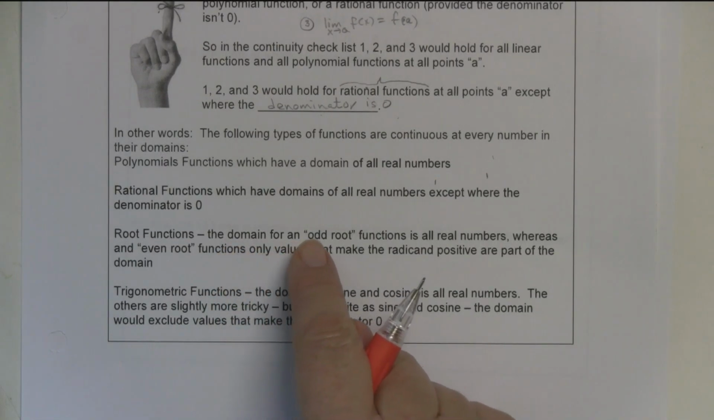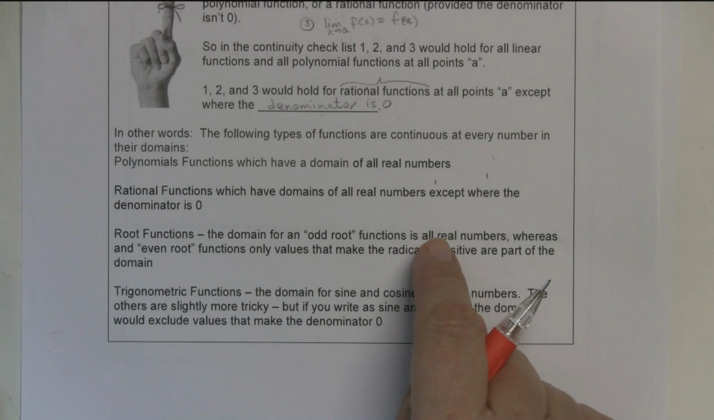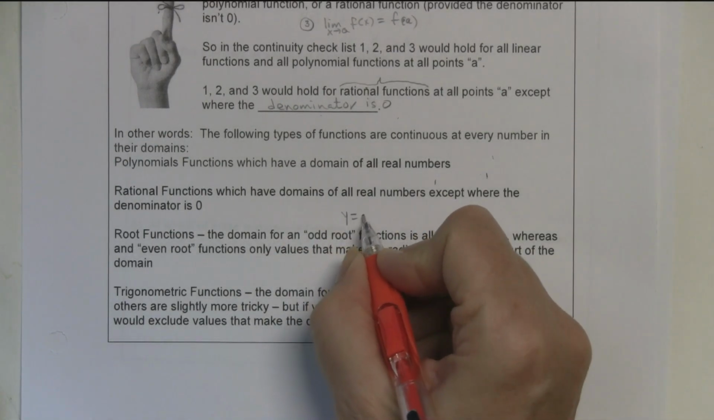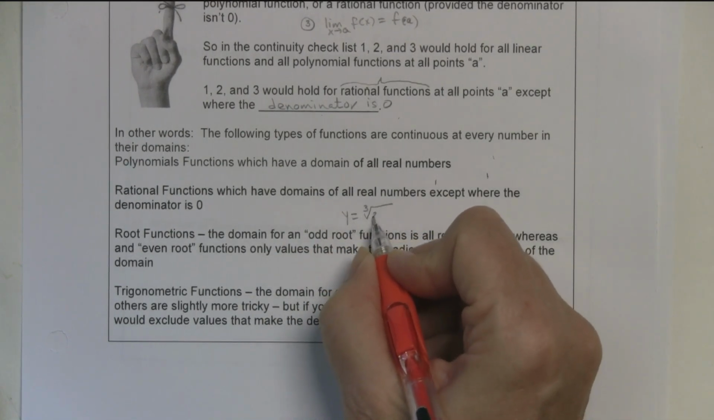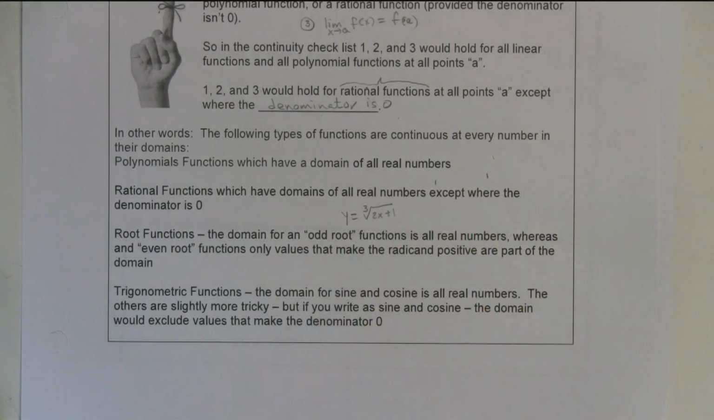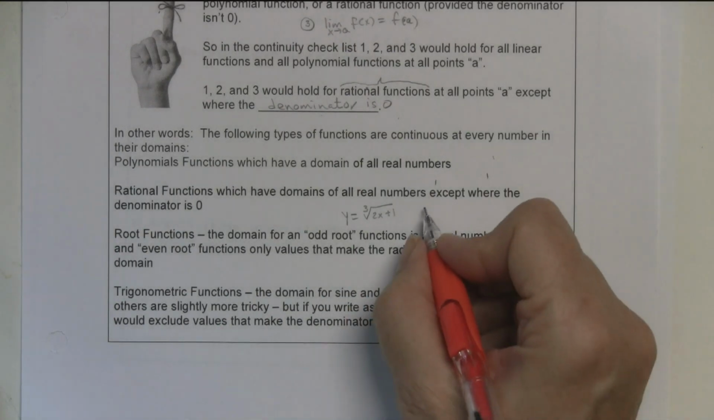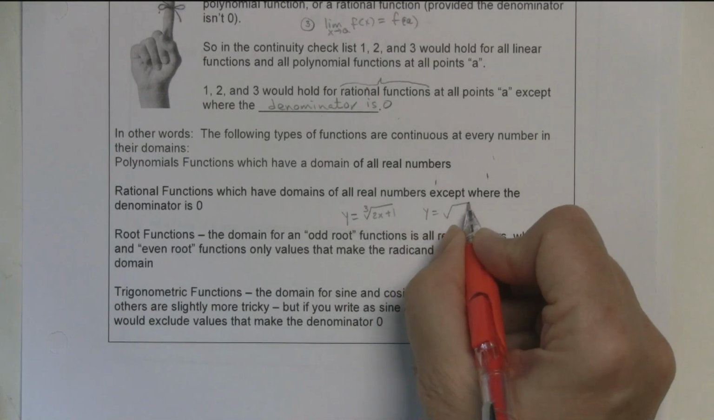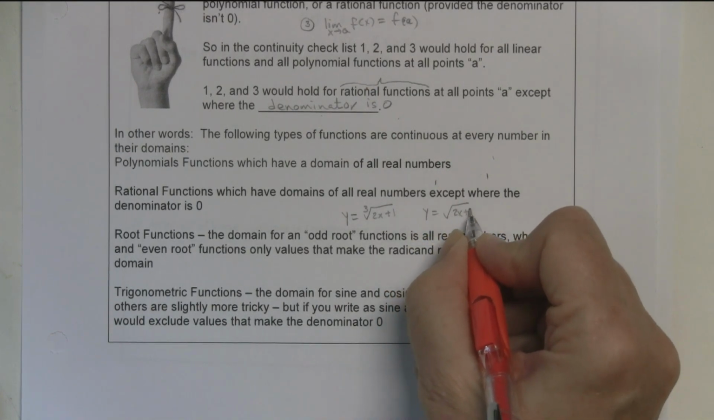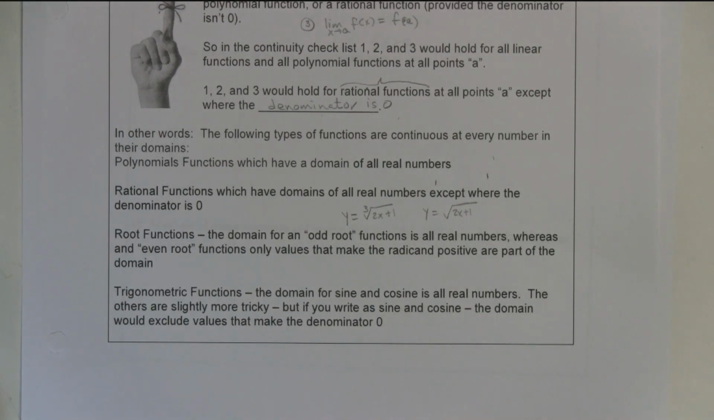The domain for an odd root function is all real numbers. So if I said to you, what is the domain? In fact, this was a question that we had on the homework of something like this. Well, it's an odd root function, the cube root, and it's all real numbers. And so I don't even have to be careful. But an even root function, the square root function, then you have to make sure that you stay where your radicand is positive. That would be part of the domain. And then it would be continuous at all points in the domain.